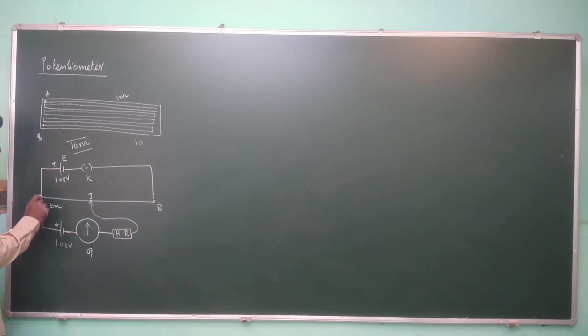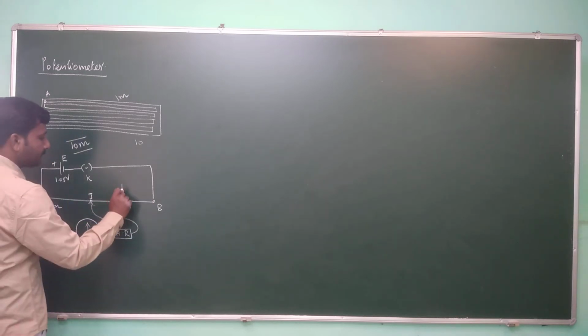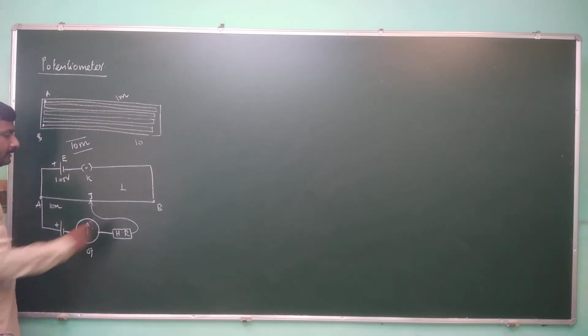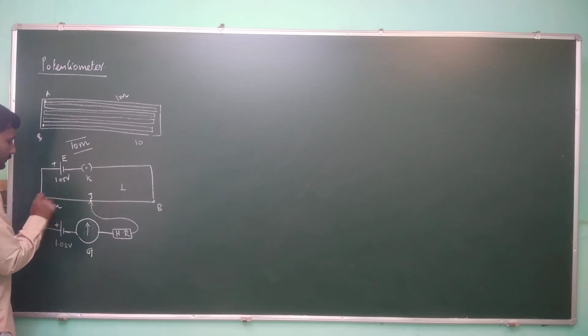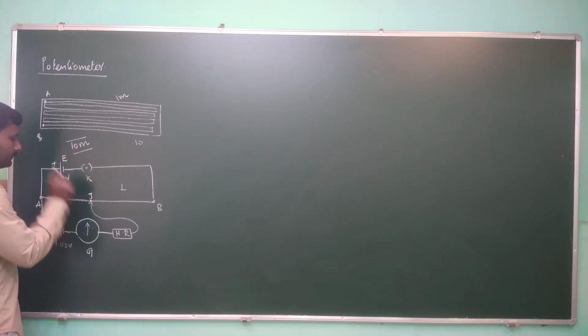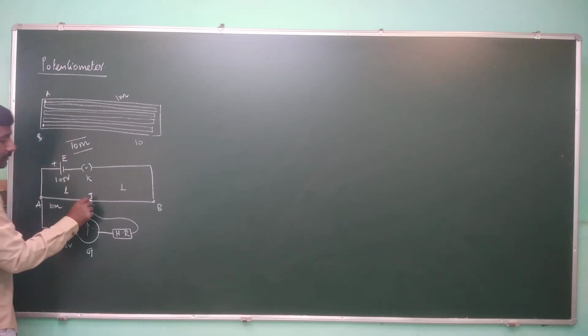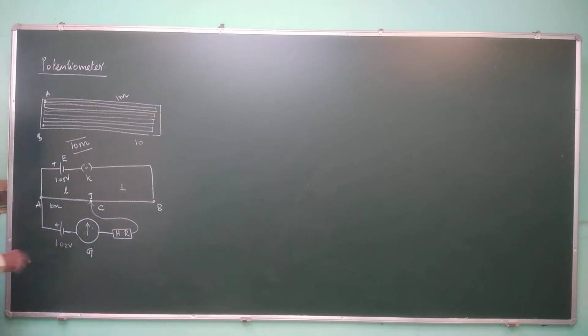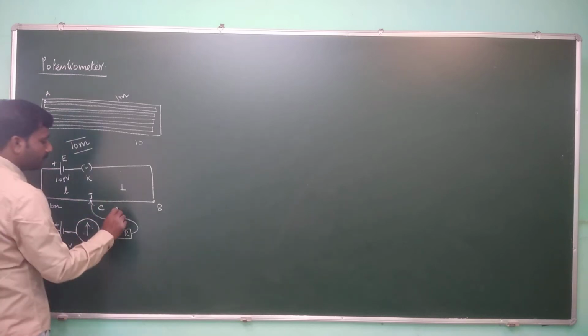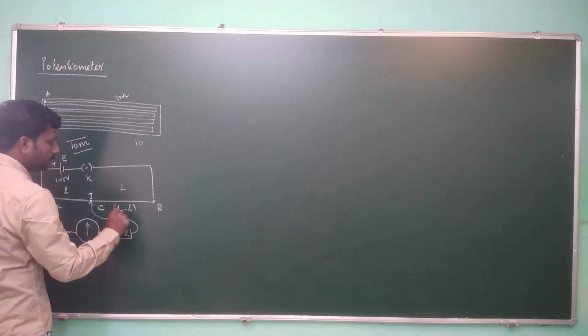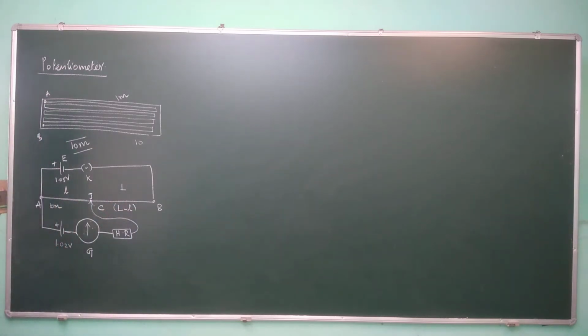So if we take the entire length as capital L, which is equal to 10 meter, and this length you can write as small l, this point you can denote C. So this is l, and the remaining part is capital L minus small l. This is the balancing length for a given battery and the given resistance attached to it.